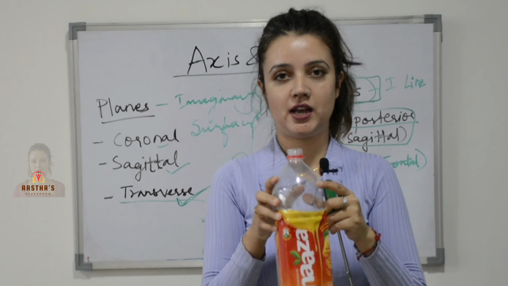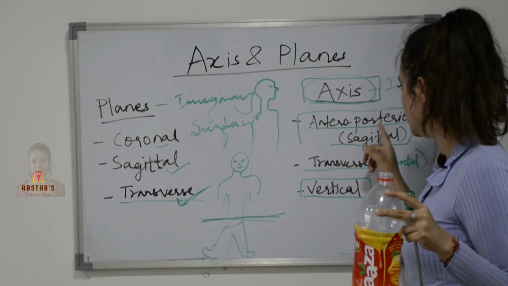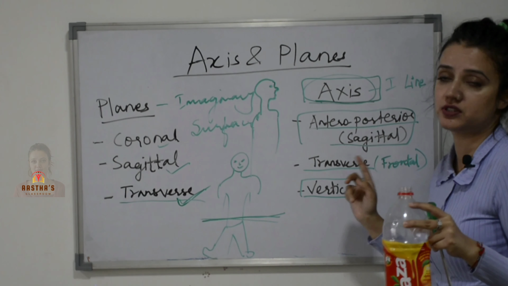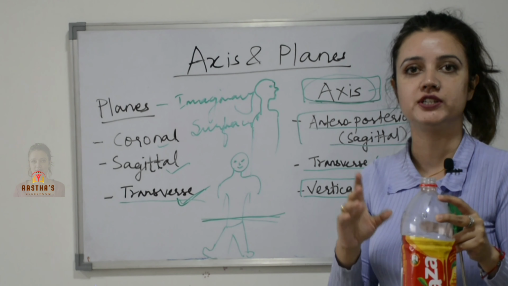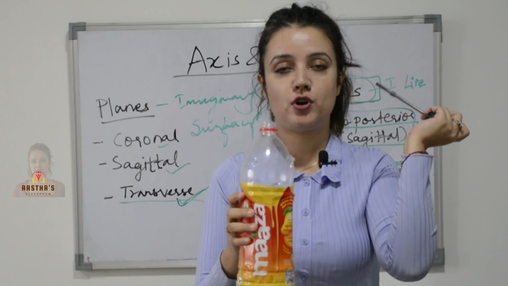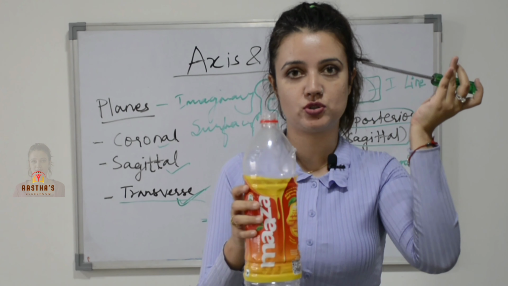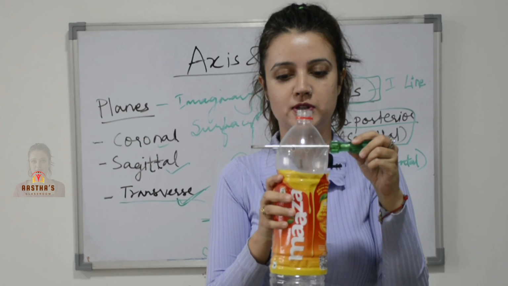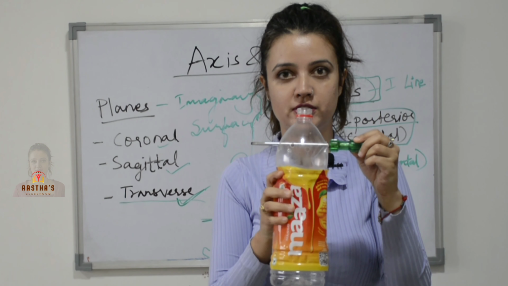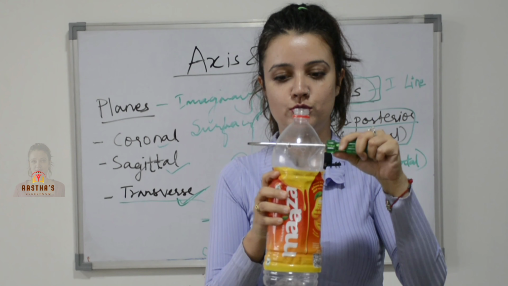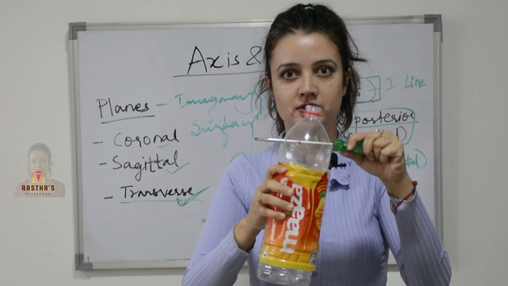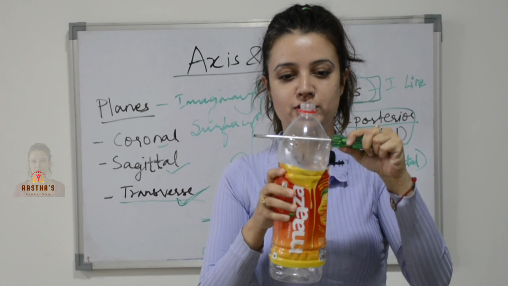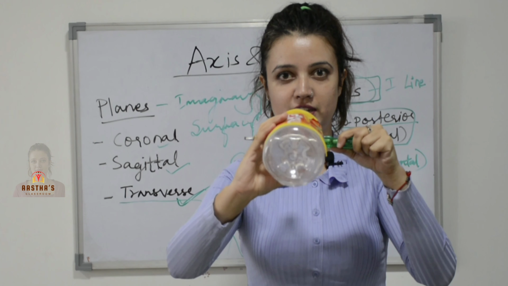Let's do the other axis, which is our frontal axis, which I call the transverse axis. The frontal axis is transverse, going from right to left or left to right. Which movement is possible here? Can we do rotation here? No. Can we do abduction, adduction here? No. Which is the only movement possible here? It is this.